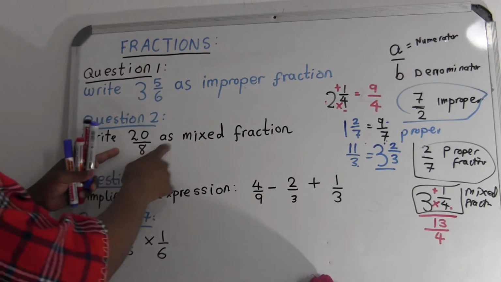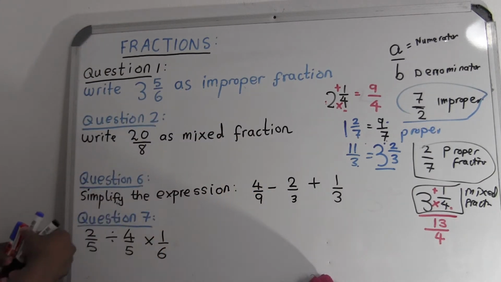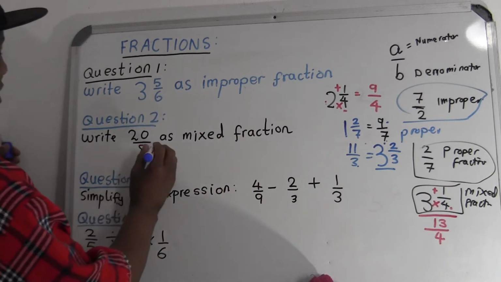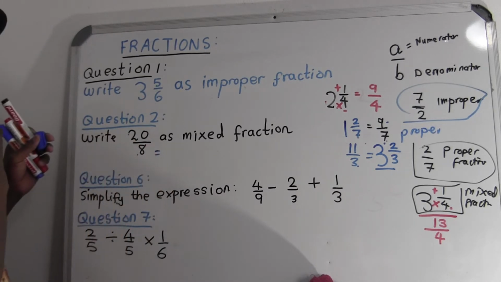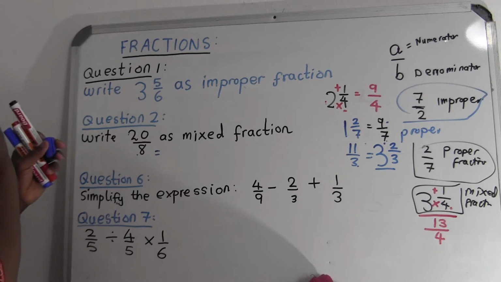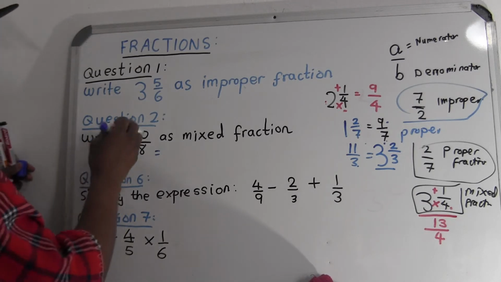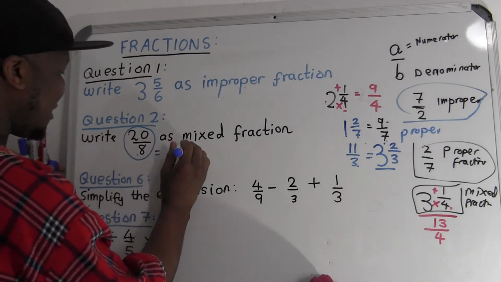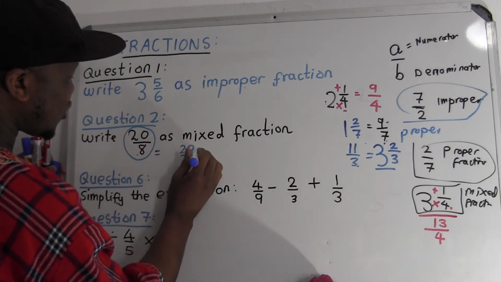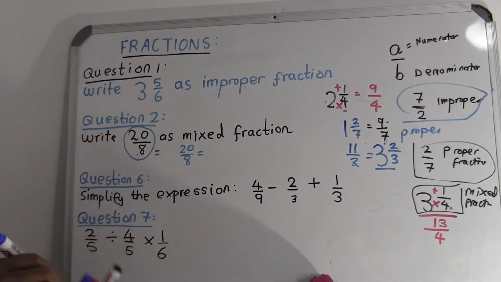So now they say write this as a mixed fraction. Oh, as a mixed? It's easy. So let's go. How many 8s in 20? First and foremost, me personally, I will start by simplifying this before I start to change improper. Look, it's 20 over 8, right? Before I change it, I can simplify a little bit.